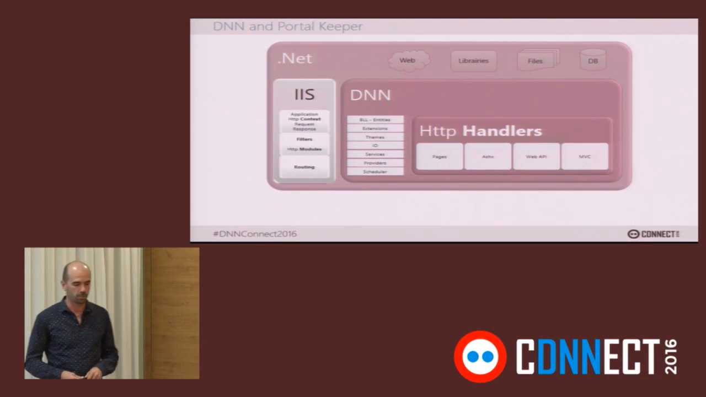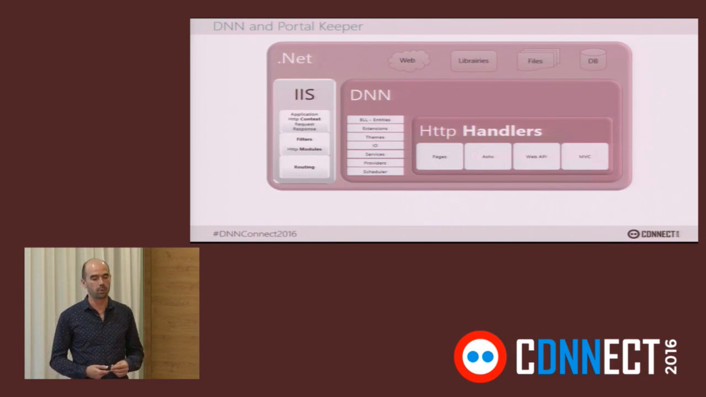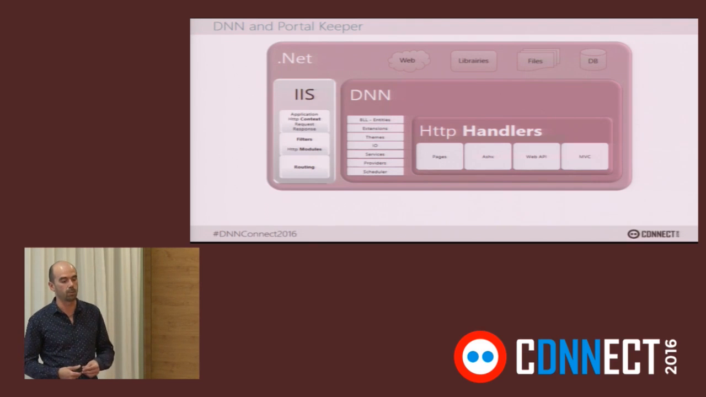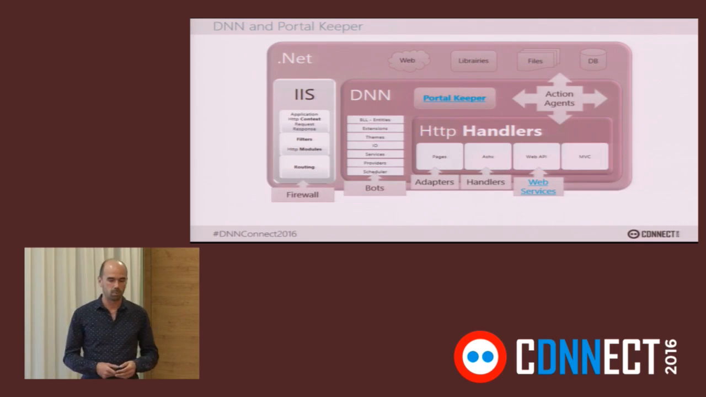So this is DNN within the .NET stack, with a small focus on the components in charge of rendering and dealing with the HTTP requests, which are handlers. And we're going to add Portal Keeper to it. What Portal Keeper does is add 5, or actually 6, but 5 main agent systems at different points in DNN.